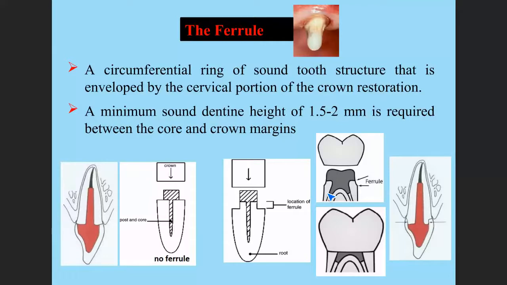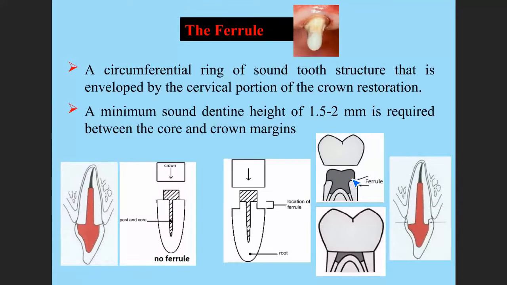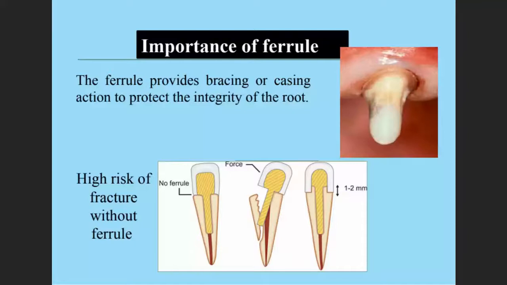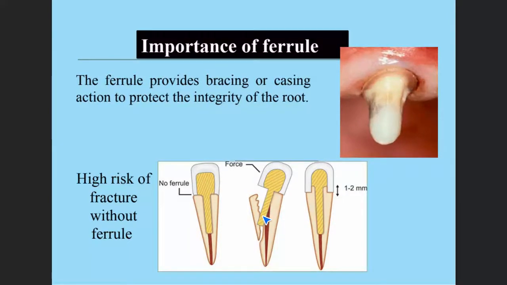So a minimum amount of sound dentine height of 1.5 to 2 mm and a thickness of 1 mm is required between the core, this is the core, and the finish line. So the ferrule is very important in improving the fracture resistance. The importance of the ferrule is that it provides a bracing or casing action to protect the integrity of the root. High risk of fracture will be with teeth prepared without a ferrule. They will fracture more easily than teeth prepared with a ferrule.